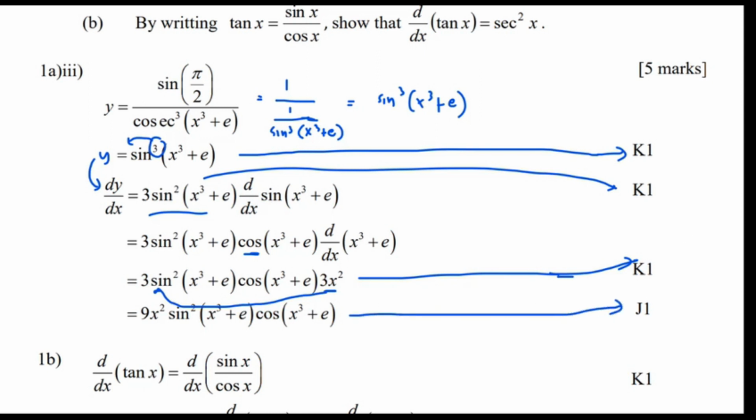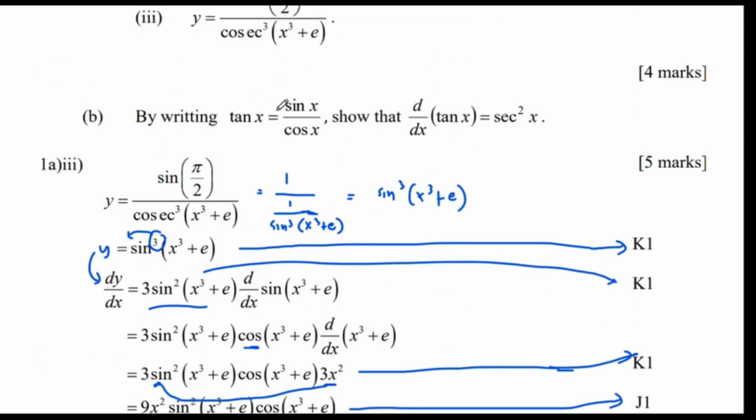Baik, next, 1b. 1b tadi dia suruh guna tangent x sama dengan sin x over cos x, yang mana kita nak buktikan differentiation untuk tangent x adalah secant square x. Right? Okay, so yang pertama adalah kita tukar dulu tangent x sebagai sin x over cos x. Gantikan. Alright. Then what we can do is, nampak tak dalam bentuk fraction? So kita akan guna quotient rule. So one is your u, another one is your v. So ini adalah v u prime minus u v prime, over kat bawah ni adalah v square.